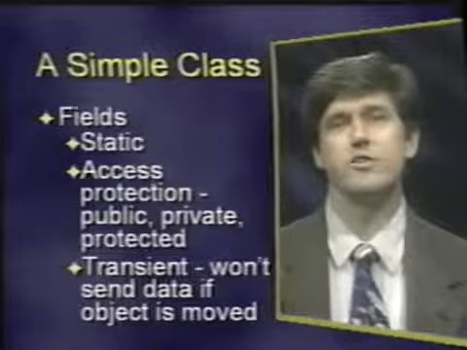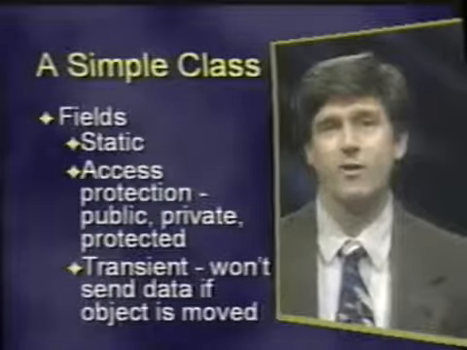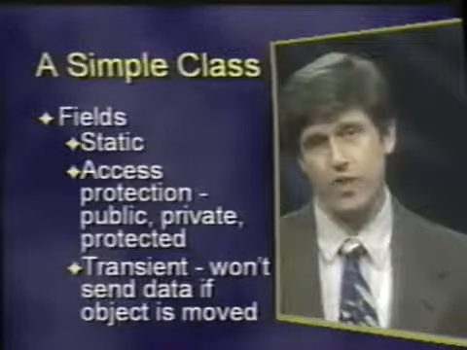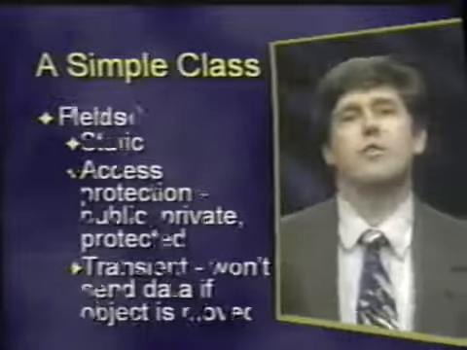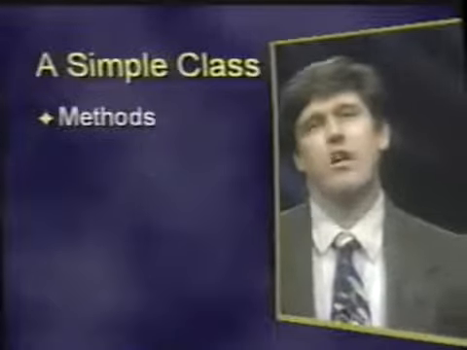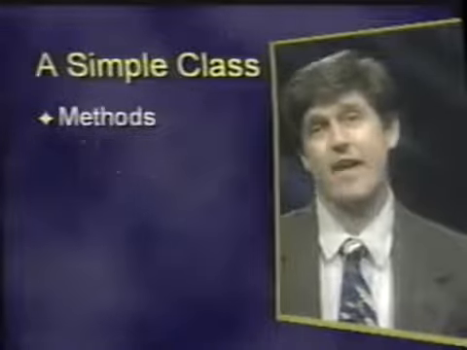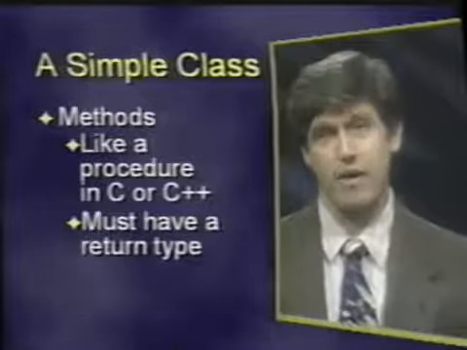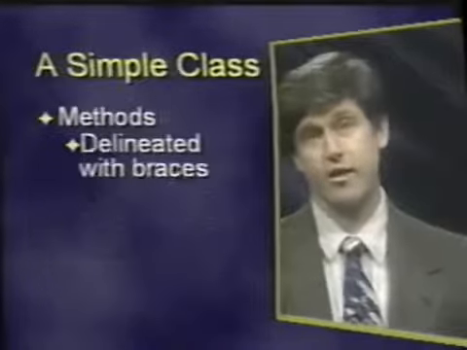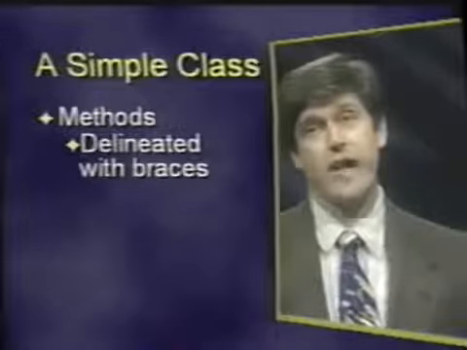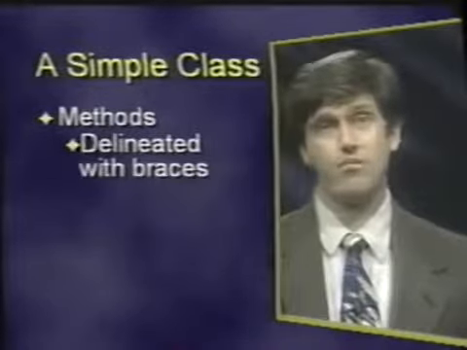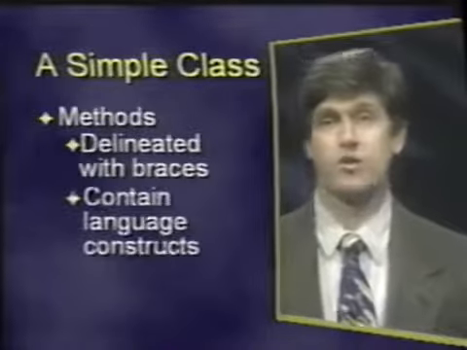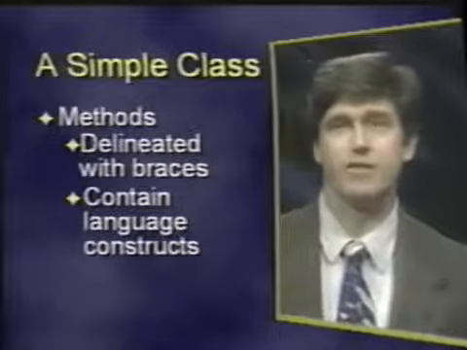And the transient keyword is used to flag a field that should not send its data if that object migrates to another machine. Now let's talk briefly about methods. Methods are almost exactly the same as a procedure in C or C++. They must define a return type. They have a body that's also delineated with curly braces and can define mathematical statements or basically any language constructs. All of your work happens in your methods.